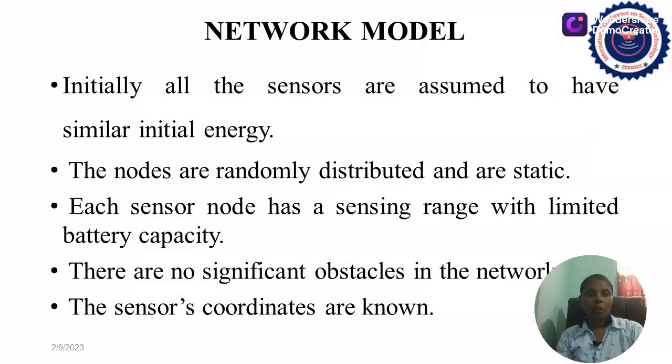Then the network model. First of all, we want to design the model. The sensors are assumed to have similar initial energy. The nodes are randomly distributed and static. Each sensor node has a sensing range with a limited battery capacity. There are no significant obstacles in the network. The sensor node coordinates are known. These are some of the assumptions. And the next one.